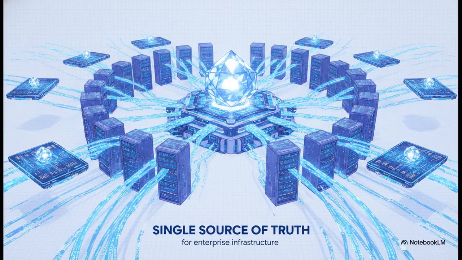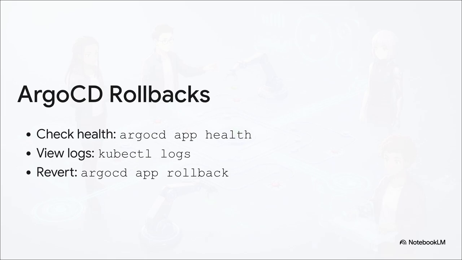But hey, maybe you aren't just running simple Docker containers. Maybe you're managing a massive, enterprise-grade Kubernetes environment. The cheat sheet has a solution for that too. Argo CD. Argo CD uses a GitOps philosophy. That basically means your Git repository acts as the single, absolute source of truth for your entire infrastructure state. If an enterprise deployment tanks, Argo CD gives you 3 commands to get control back fast.